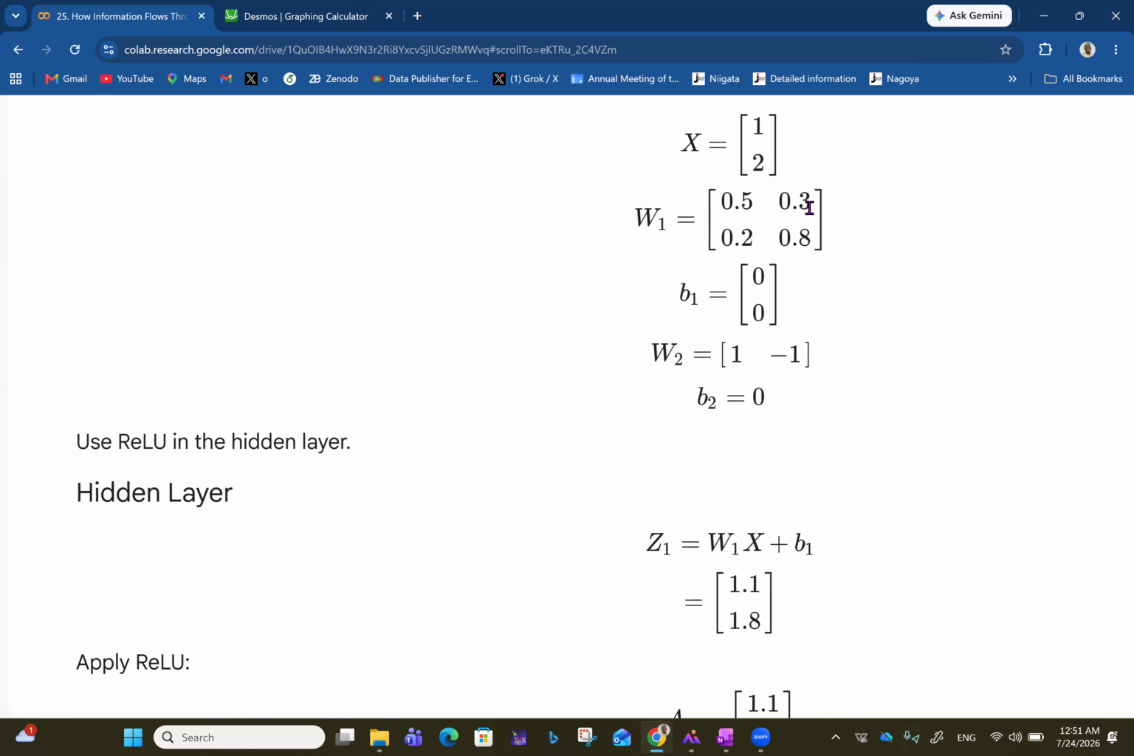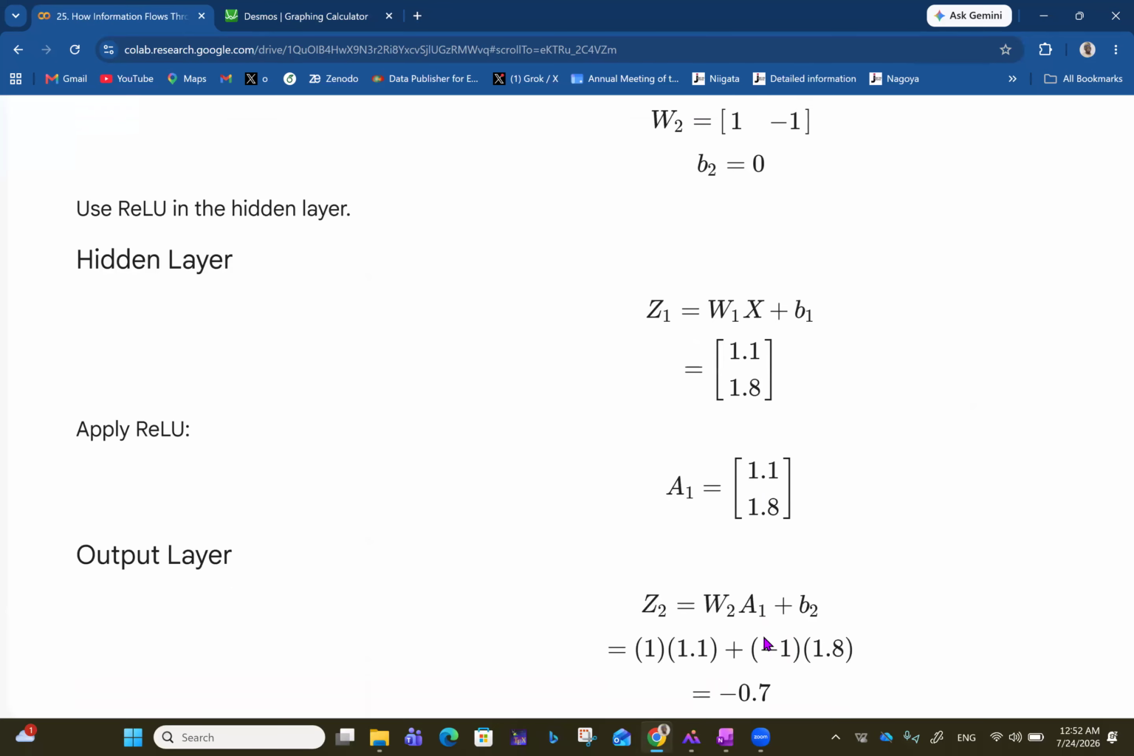So W1X will be, with 1, 2 as the input, the first one: 0.5 times 1 is 0.5, plus 0.3 times 2 is 0.6. So 0.5 plus 0.6 is 1.1 here. Then 0.2 times 1 is 0.2, and 0.8 times 2 is 1.6. So 1.6 plus 0.2 is 1.8 here. And of course, you have the B1. B1 is 0, 0, so it doesn't change anything. So we still have 1.1, 1.8.